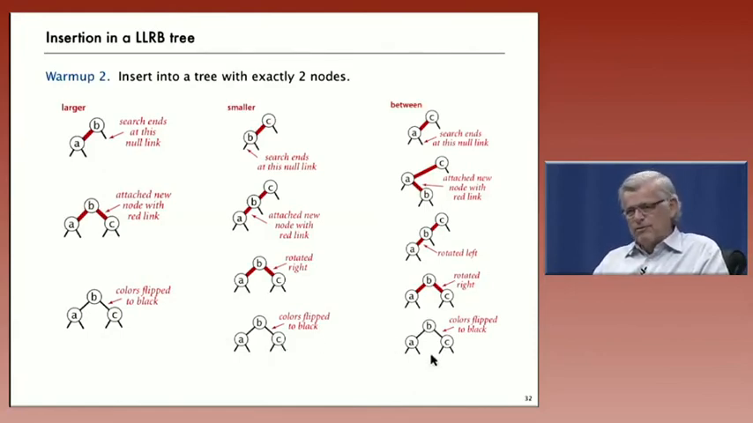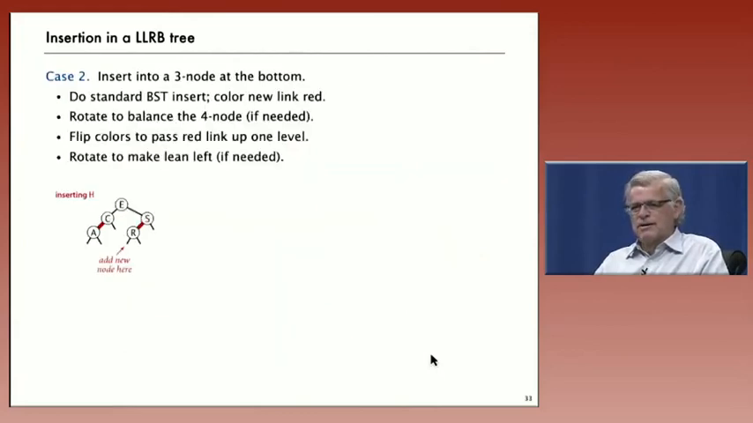So that sort of operation is going to work in a big tree when we insert into a new 3-node at the bottom. We do the standard BST insert, color the new link red. Then we do the rotations that we need, either 1 or 2 rotations to balance the temporary 4-node, and then we flip colors to pass the red link up 1 level, and then we might need to rotate that to make that one lean left.